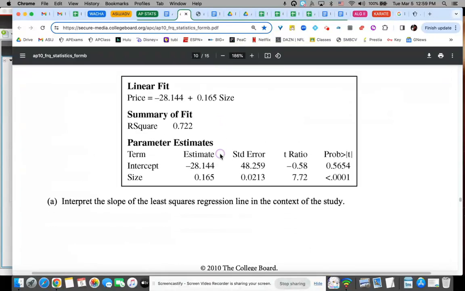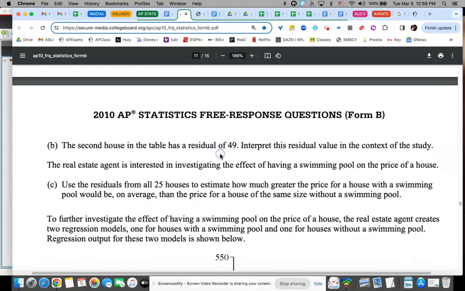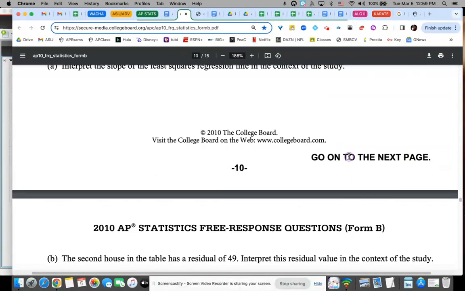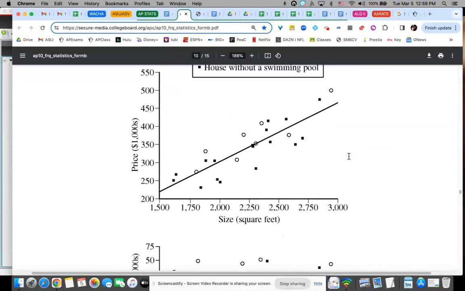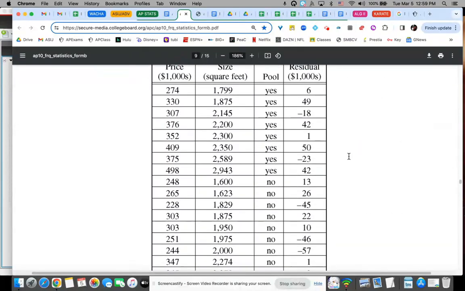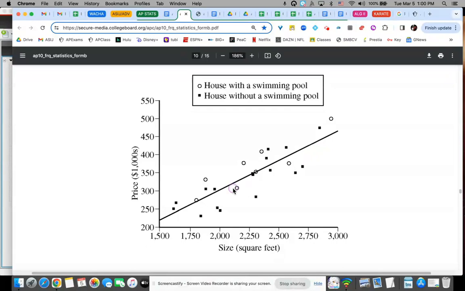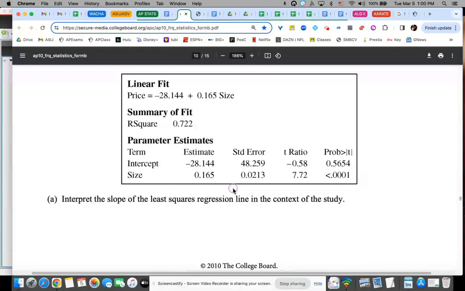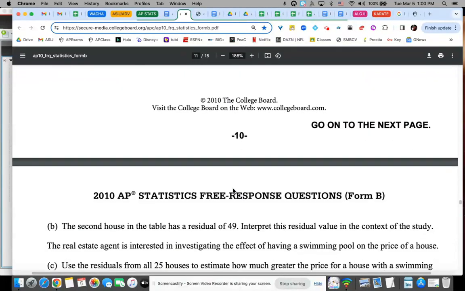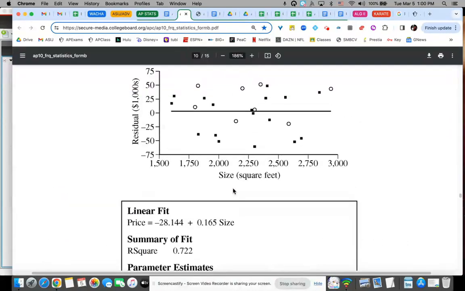Okay, part B. Let's see what that has. So the second house on the table has a residual of 49. Interpret that value. So they just want to know that you can interpret what a residual is. It's up here in the chart, but it's no big deal. You don't even need to know any of this other information. You just say, if something has a residual of 49, that means, let me actually go back to the chart.